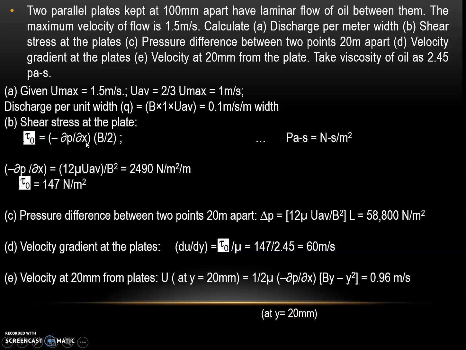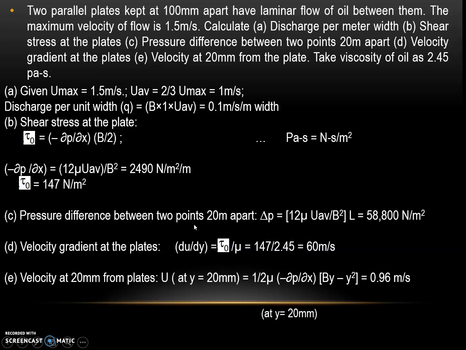Shear stress at the plate tau naught is equal to minus dou P by dou X into B by 2. We can find the value of minus dou P by dou X using the equation 12 mu u average divided by B square. Mu is viscosity, which is given as 2.45. u average is 1 and B is also given, that is 100 mm apart, so it is 0.1 meter, with which we get minus dou P by dou X as 2490 Newton per square meter per meter. So substituting here to find shear stress tau naught, it will be equal to 147 Newton per square meter.